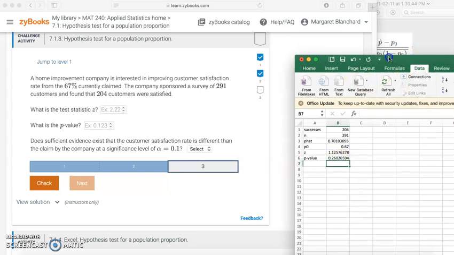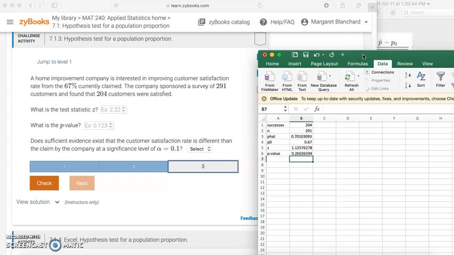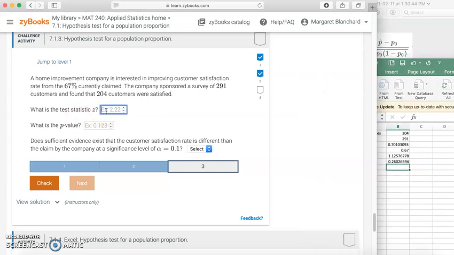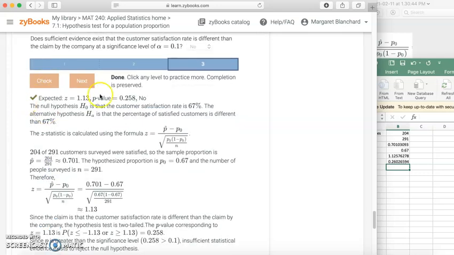Again, we're looking at the curve, and we have the 2 lines, and we're looking for the areas to either side of it. So the test statistic Z is 1.13 when it rounds. Our p-value is 0.260. And it says here, does sufficient evidence exist that the customer satisfaction rate is different? So the p-value is greater than alpha, which means we fail to reject. So the answer is no. It does not state that they're different, because we can't say that. All right, green check mark.